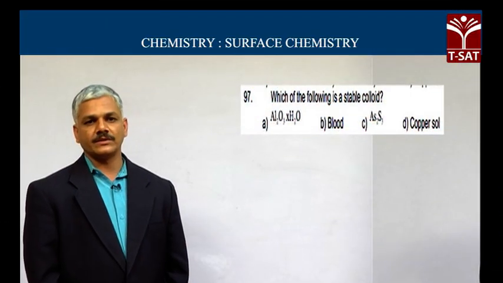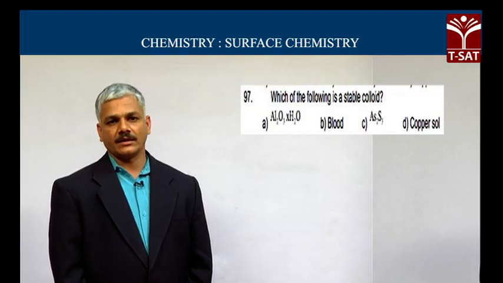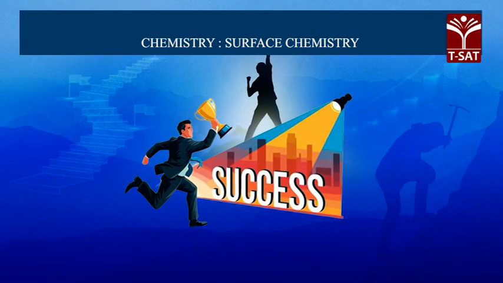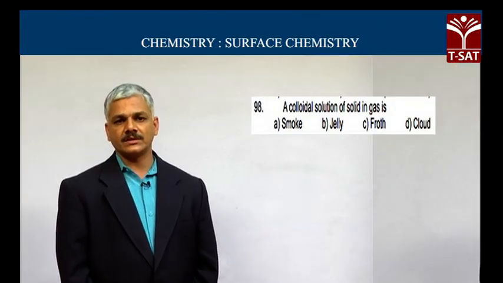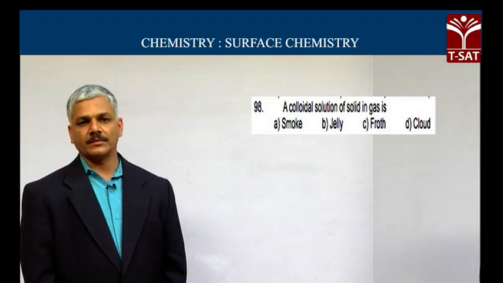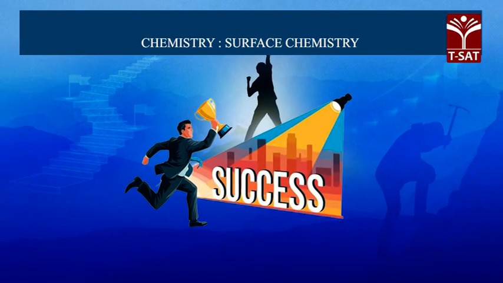97. Which of the following is a stable colloid? Among the given options, B, blood. 98. A colloidal solution of solid in gas is. Among the given options, correct option is A, smoke.